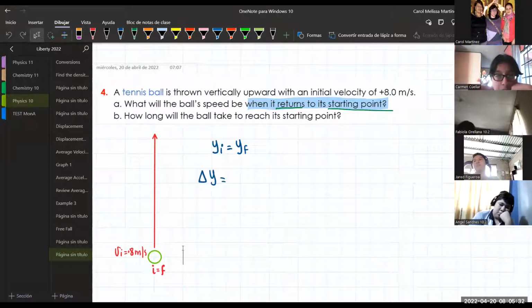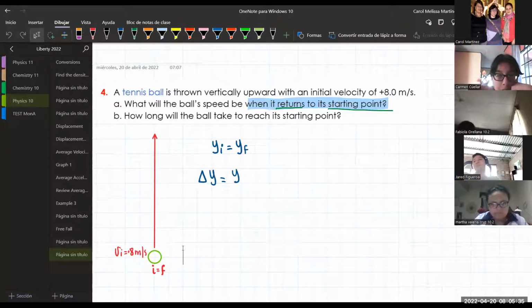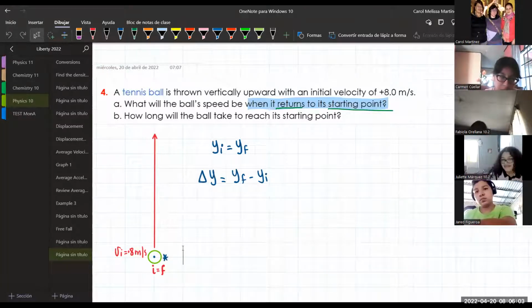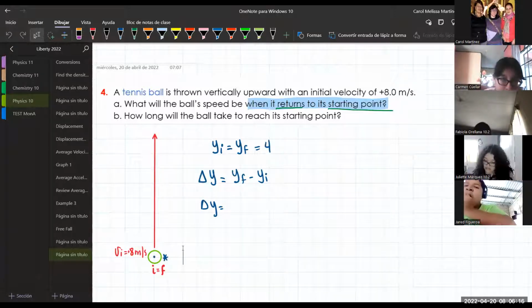Therefore, delta y, how do you get it? By subtracting final minus initial. And you might be thinking, Miss, but I don't know what the position is because it's not mentioned in the problem. It doesn't really matter, okay? Think of a number. Tell me whatever position you want. Tell me a number for this position. Well, 4, okay? So if the final position is equal to the initial position, then it's 4. So this is going to be 4 minus 4. In the end, this is going to give you 0.